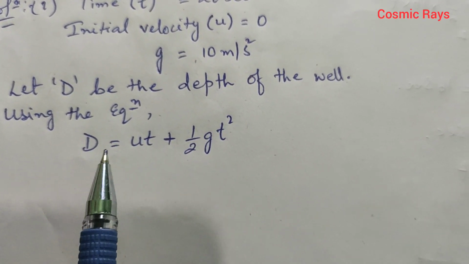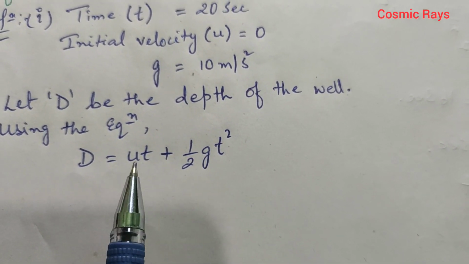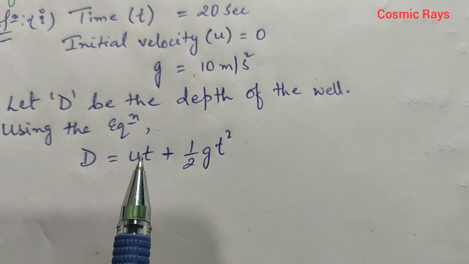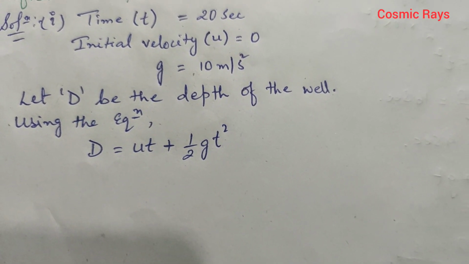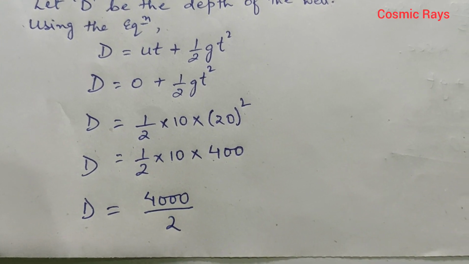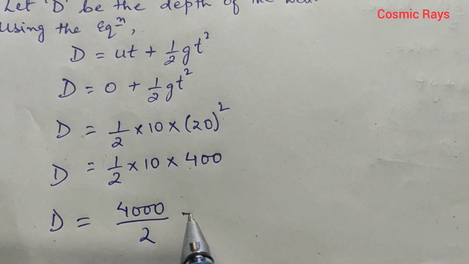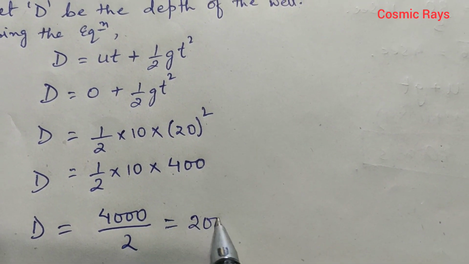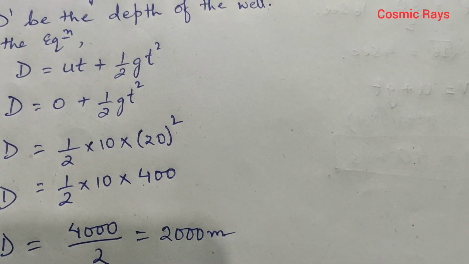d is equal to ut plus half gt square. Now since the initial velocity u is 0, this entire term becomes 0 and we have d equal to half gt square, and we put the values. So when we put the values, we find that d is equal to 4000 by 2, which is nothing but 2000 meters. So the depth of the well is 2000 meters.